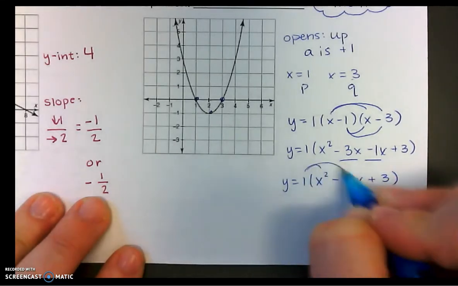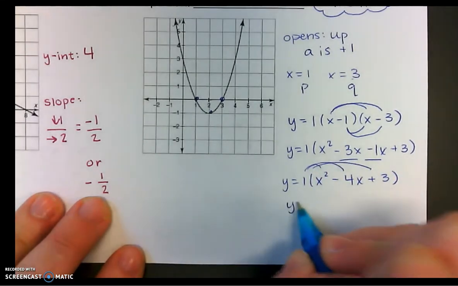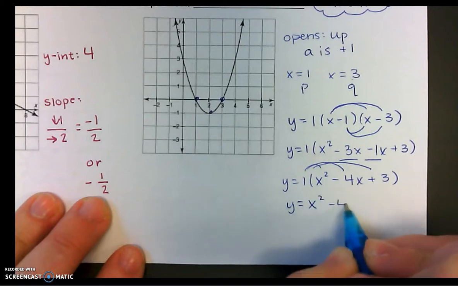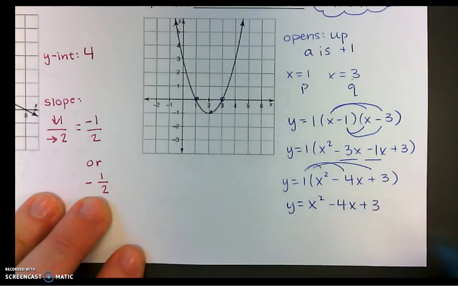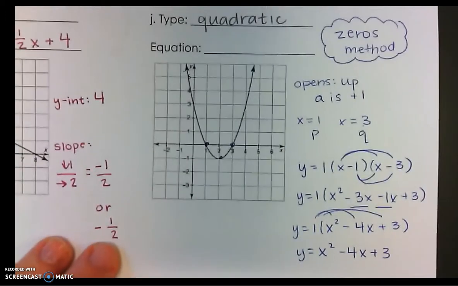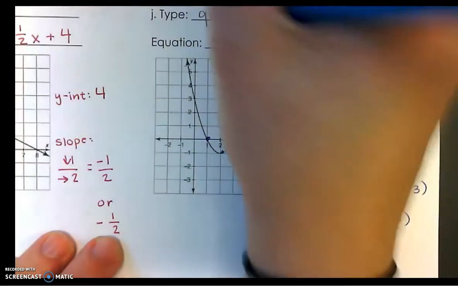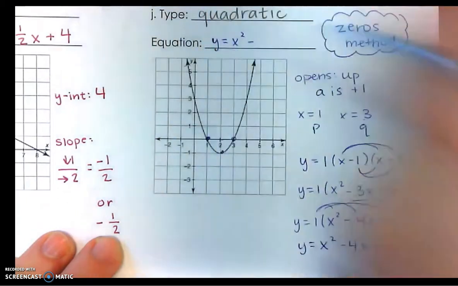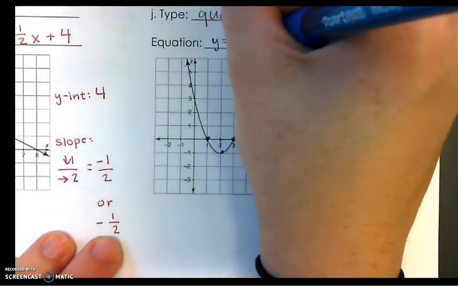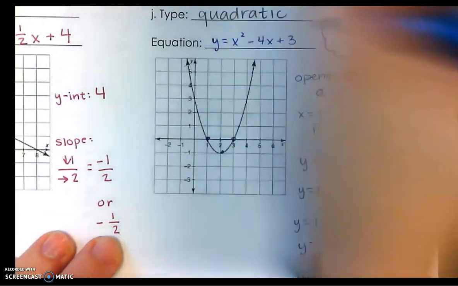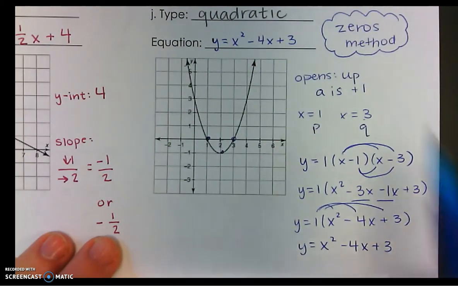If I distribute the 1, multiplying by 1 is just going to keep everything the same. So my equation would be y is equal to x squared minus 4x plus 3. So this is the zeros method.